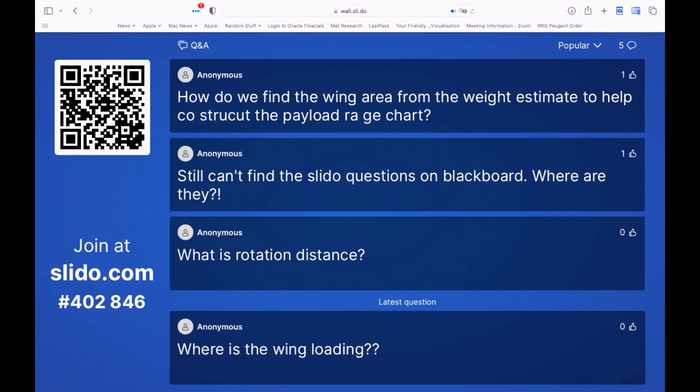If my thrust to weight ratio is 0.3, and I have two engines, what is the thrust I need? Okay, let's make it easier. It's 0.5. 800 kilonewtons, 0.5. How many kilonewtons of thrust do I need? You need around 400 kilonewtons.